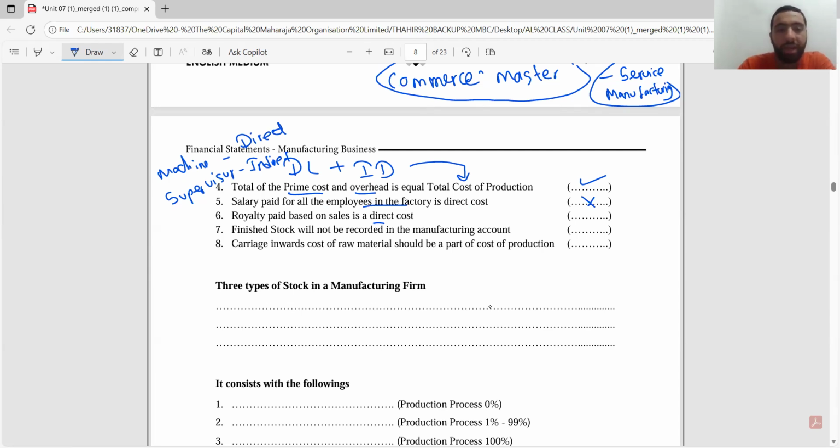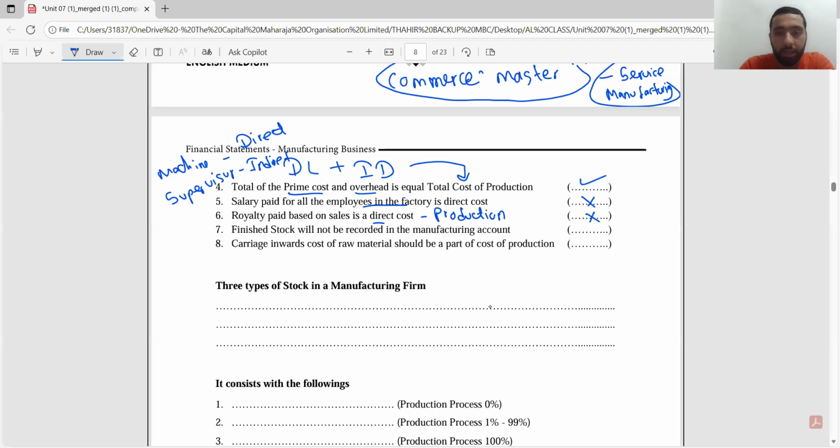Royalty paid based on sales is a direct cost. අන්න මේක අපි කතා කරා නේද? නෝට් එකක් දාගත්ත නේද? Which royalty is direct cost? Based on production is what is direct cost. So royalty paid based on sales is not a direct cost. This is wrong. Okay.